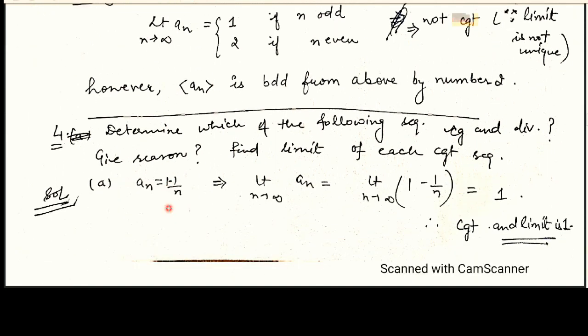Now question number 4 says: determine which of the following sequences converge and diverge, give reason, and find the limit of each convergent sequence. So to find the convergence and divergence of the sequence, we will find the limit of the nth term as n approaches infinity. If it is finite and unique, you will say your sequence is convergent. So we consider the limit as n goes to infinity of a_n, where a_n is 1 minus 1 by n. You will have 1, because when you put n tending to infinity, this term goes to 0. So this is finite and unique, so our sequence is convergent and the limit is 1.